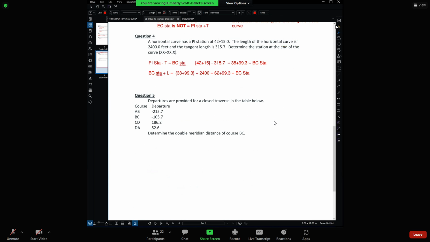Okay. So the next one is for our double meridian distance. You may have been given different numbers, but everyone was asked to find the double meridian distance of course BC. By definition, the double meridian distance is going to be, let me do this in order.